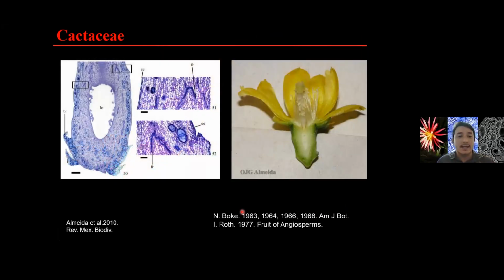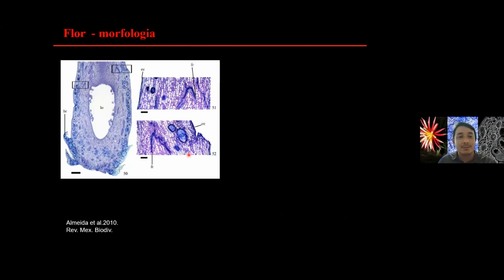Book in the 60s has many papers with conclusions about the steps of evolution in the ovary in the family, working with Pereskia and Berger species. Ingrid Ruth in 1977 has a nice review book about these possibilities, but there is one piece of evidence, the anatomical evidence about this ovary that went down in the receptacle: the recurrent vascular bundles, or the opposite vascular bundles.